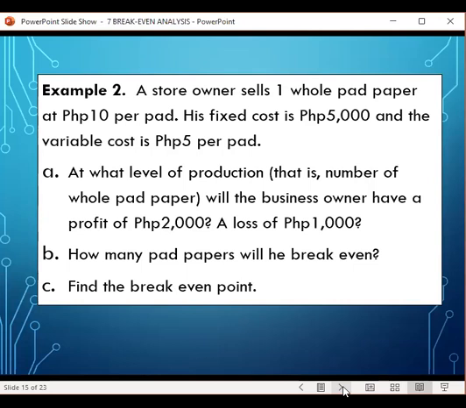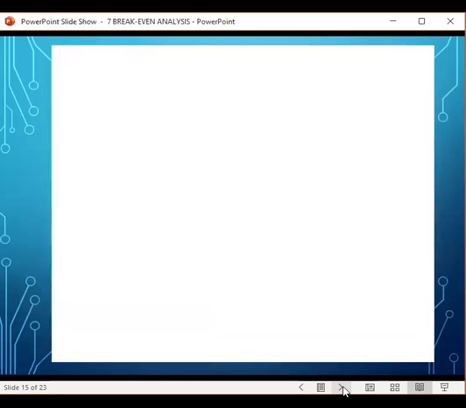So for letter A, we want to know the number of whole pad paper. So the X is what we are looking for. Now for letter B, how many pad papers will he break even? And lastly, what is the break-even point?